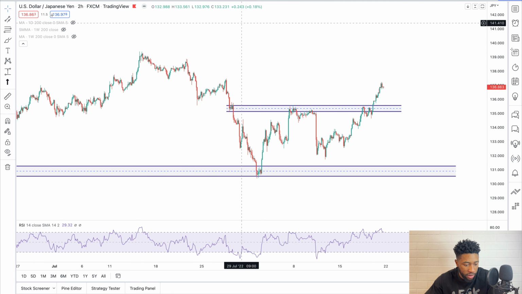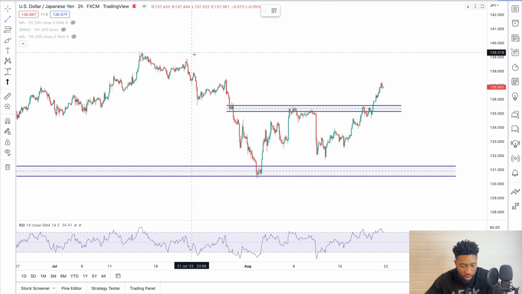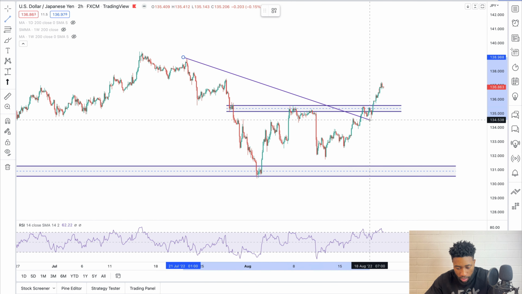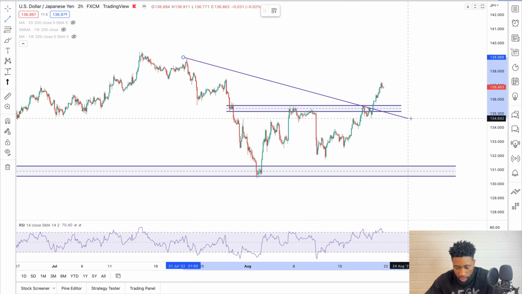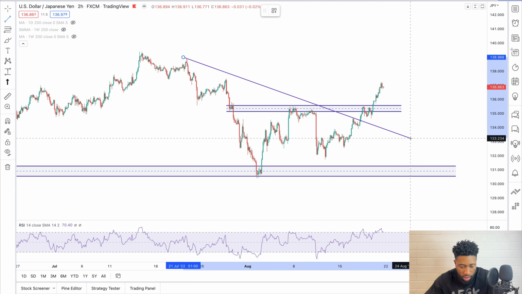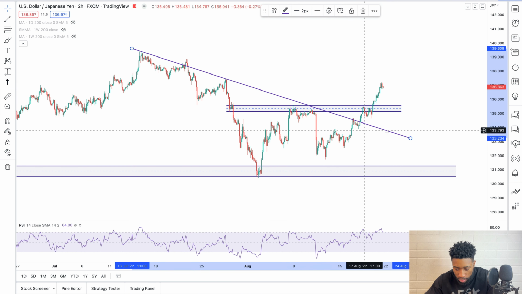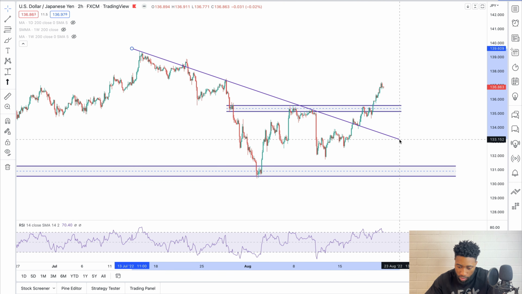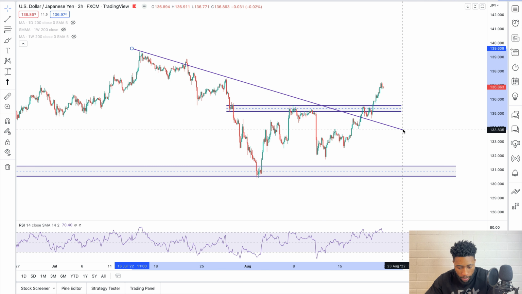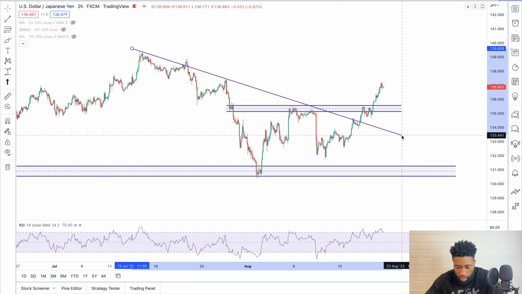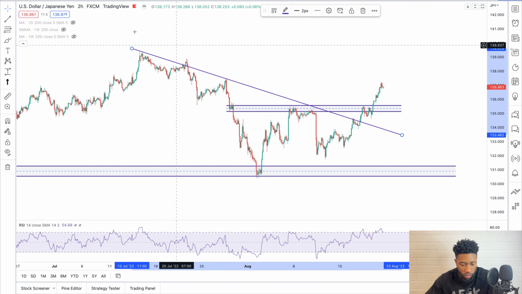On the 2-hour time frame, what we can see is we had this trend line. It was something like this, I guess. Yeah, this was what we had. We had something like this, right? Was this what we had? Yes, this is what we had.